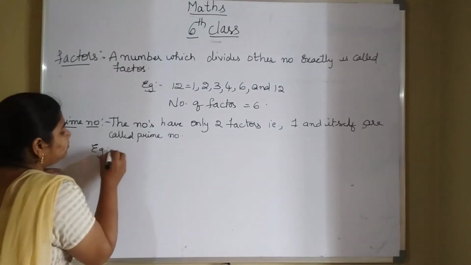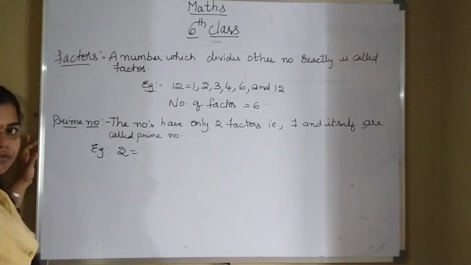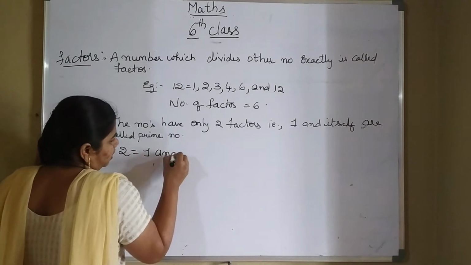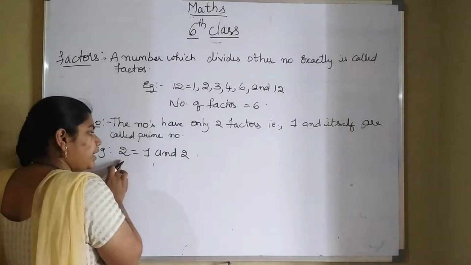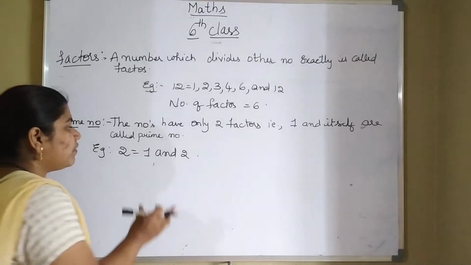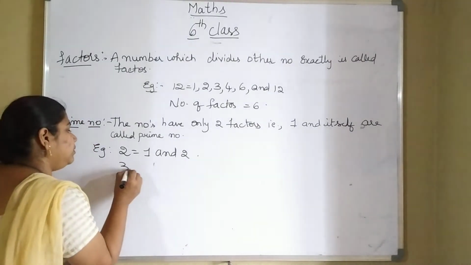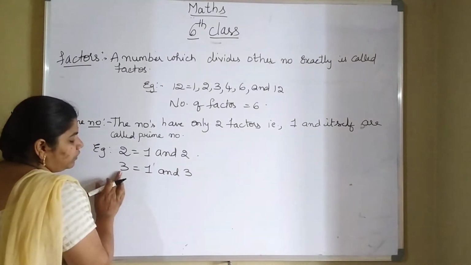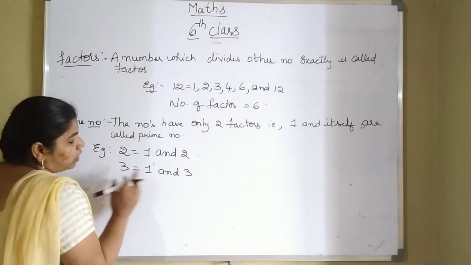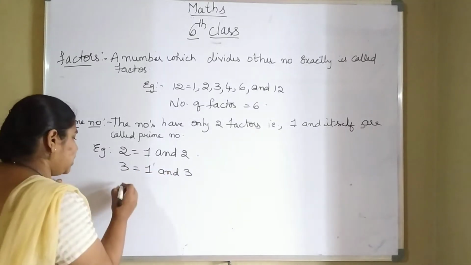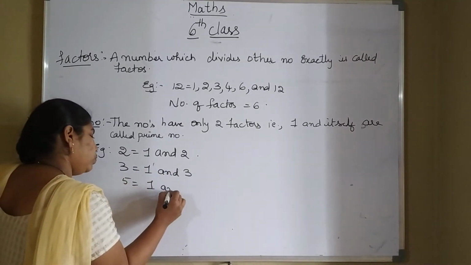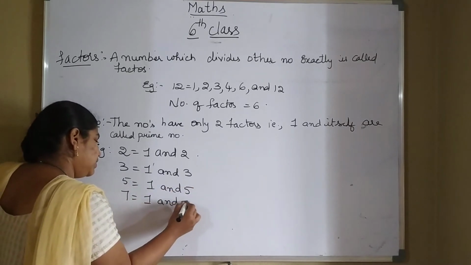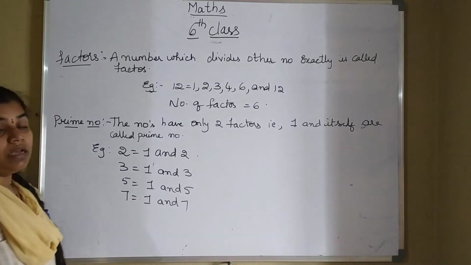For example, 2. What are the factors of 2 here? 1 and 2. It will go in 1 table as well as only in 2 table. So it is having only 2 factors. In the same way 3. 1 and 3. So this 3 will go in 1 table and as well as in 3 table. In the same way 5. 1 and 5. In the same way 7. 1 and 7. So these numbers we will call it as prime numbers.